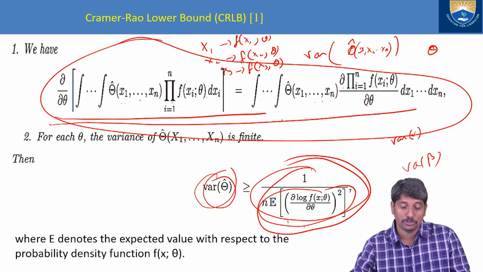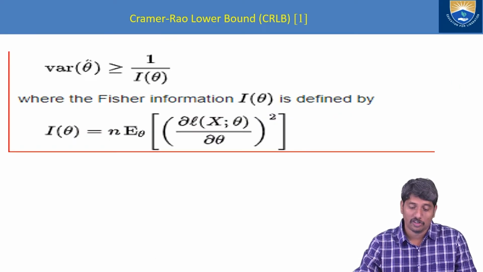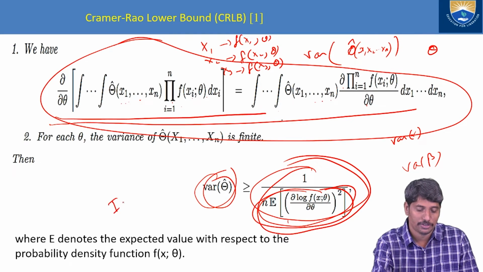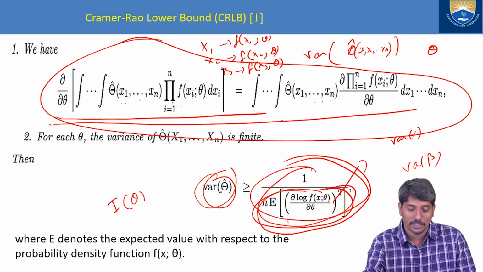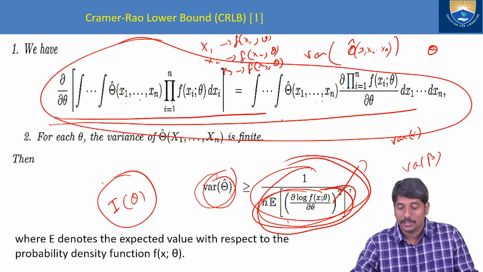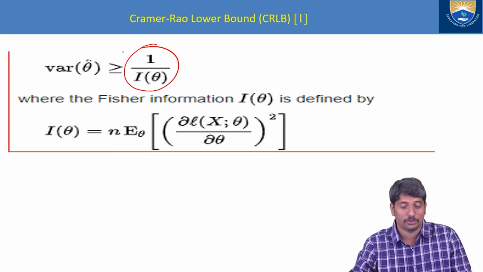This was proposed by Cramer and our great Indian statistician and mathematician C. R. Rao. That is why it is named after them. Now we call this by a special name, Fisher's information, denoted by I of theta. By looking at this, you'll understand that the variance of theta cap is directly proportional to the reciprocal of Fisher's information, that is, inversely proportional to Fisher's information.